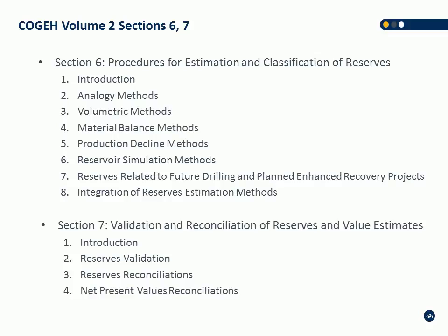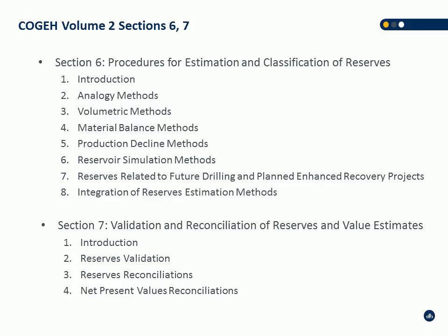And then section 7, so it goes into quite a bit of detail, validation and reconciliation of reserves. So it talks about what to look for in reserves evaluations to make sure that the definitions are being applied correctly and the results are reasonable. Reconciliations are essentially a report card for how the evaluations have been done. Major revisions, one way or another, can indicate problems with the process. So COGEH spends some time talking about how reconciliations would work.